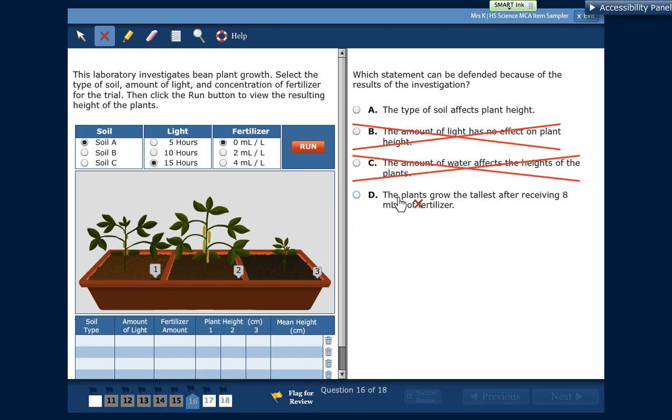Next question. The plants grow tallest after receiving 8 milliliters of fertilizer. Can you even test that? No. So not only did we find out that A was true, we found out that the other three didn't work. So we have to choose A.